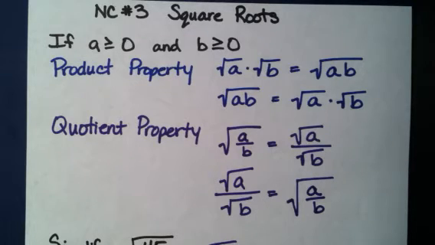The same works the other direction. When you have two radicals divided by each other, you can combine them and place them under one radical sign, as long as you keep the one that's in the numerator in the numerator, and the one that's in the denominator in the denominator of your fraction.